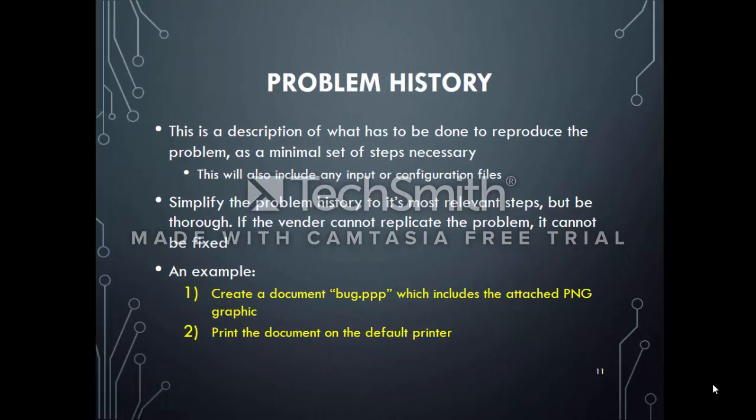The problem history is a description of what has to be done to reproduce the problem as a minimal set of steps necessary, so this will also include any input files or configuration files. The goal here is to simplify the problem to its most relevant steps, but to also be thorough. If the vendor cannot replicate the problem, it cannot be fixed. In this example, there's two steps. First, create a document and attach a PNG graphic to it. The next step, print that document on the default printer.